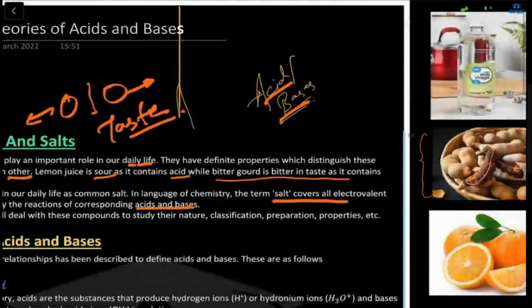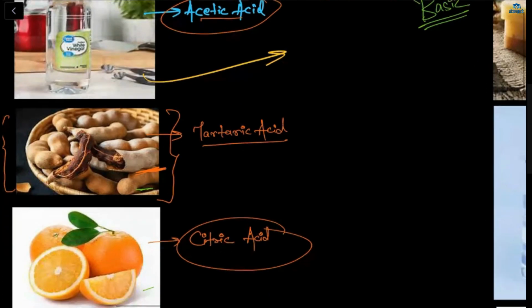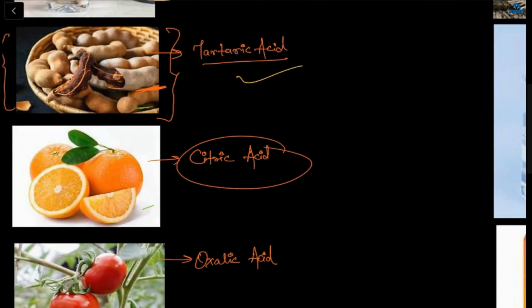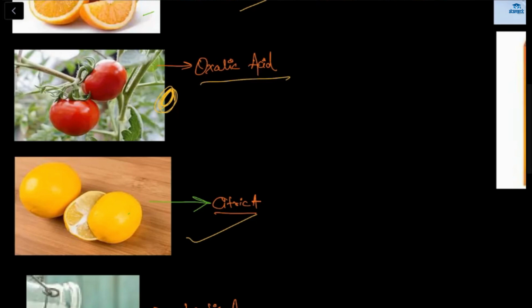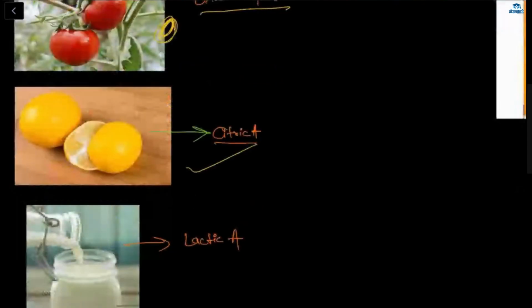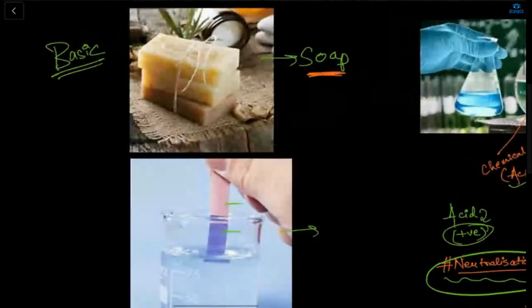Now you tell me. Can you see this first picture? This is acetic acid. This is imli, which is tartaric acid. Third one, orange: this is citric acid. Tomatoes contain oxalic acid. This one, lemon, is also citric acid. What about this? Milk, lactic acid. And here, for bases, soap.